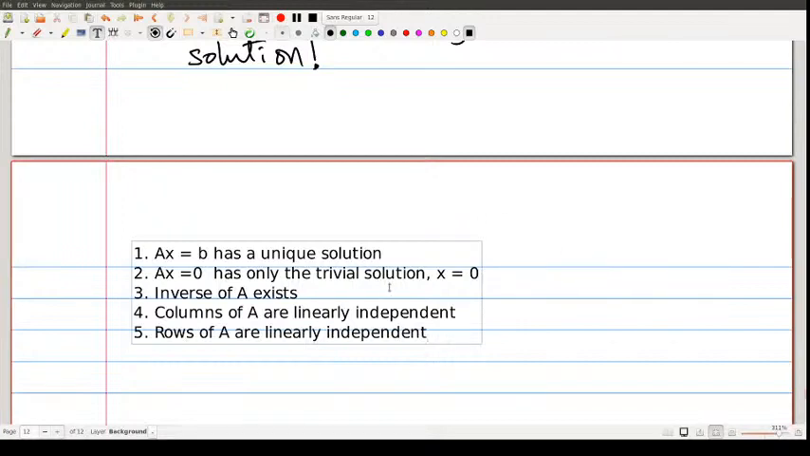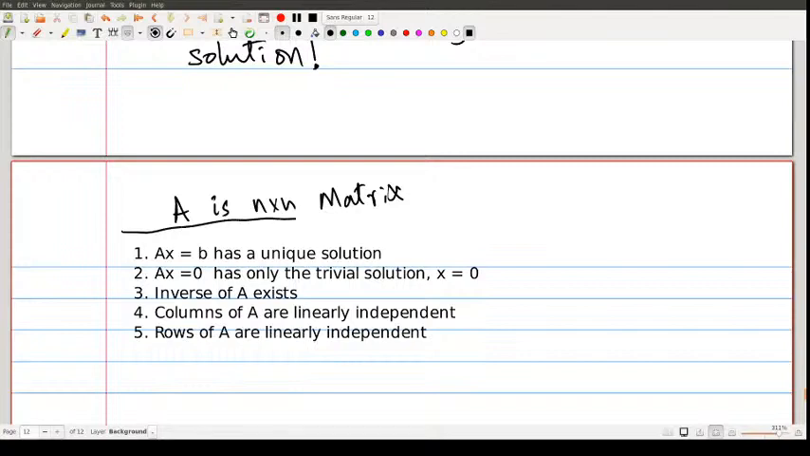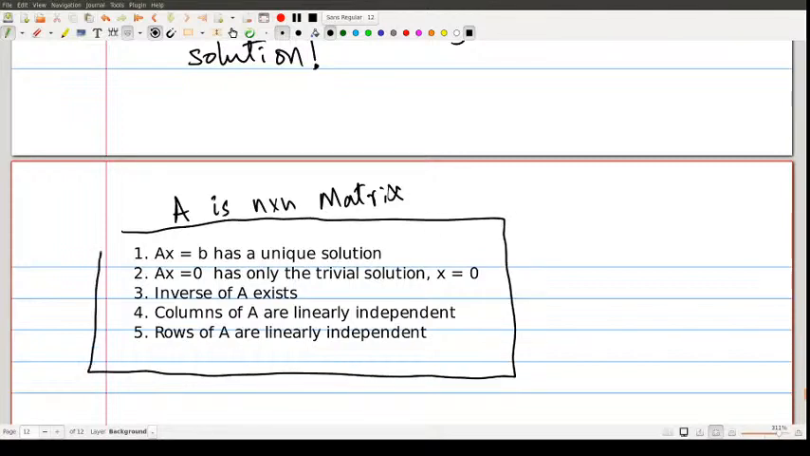Right? So these are some facts that if one of them is true, all of them are true. If you find that the columns of A are linearly independent, so we're talking about the case when A is an n by n matrix, then these facts are all true at the same time. Let's call them equivalent statements. The idea is if one of them is true, all of them are true. If one of them is false, none of them can be true.